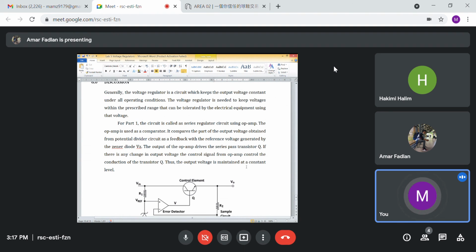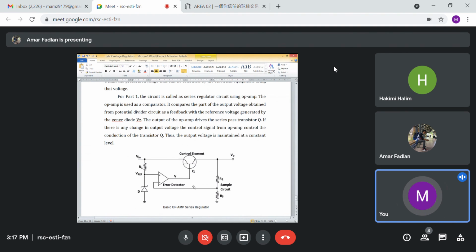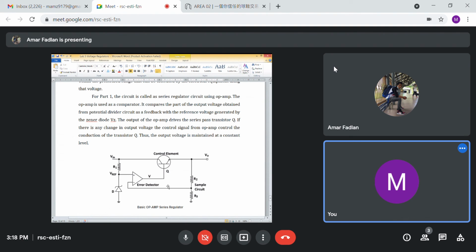As we can see, part 1 is a series regulator circuit using an op-amp. The op-amp is used as a comparator and compares the part of the output voltage from the potential divider circuit as a feedback with the reference voltage generated by the Zener diode. The output of the op-amp then drives the series pass transistor Q.